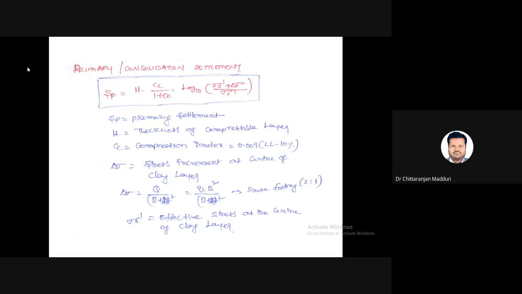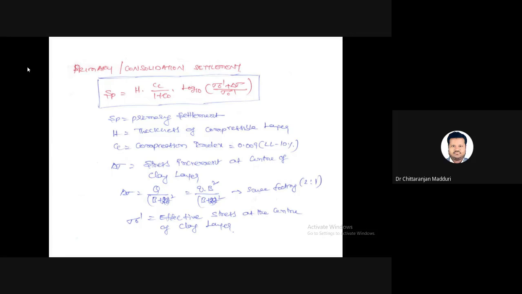So compression index equal to 0.009 into liquid limit minus 10%. It is given by Terzaghi for undisturbed soil mass. So Cc is equal to 0.007 into liquid limit minus 10% for remolded soil, for disturbed soil. That equation is given by Skempton.